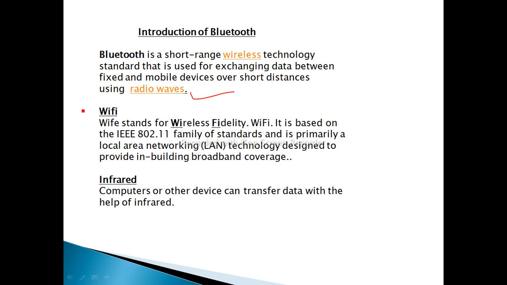Now Wi-Fi. What is Wi-Fi? Wi-Fi stands for wireless fidelity. It is based on the IEEE 802.11 family. There are some standards like ISO, IEEE, and it is primarily used in local area networks. Where do we use Wi-Fi? Local area network, designed to provide inbuilt broadband coverage. Now, what is infrared? Computers or other devices can transfer data with the help of infrared.